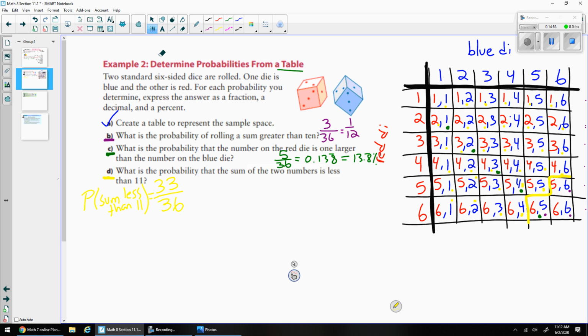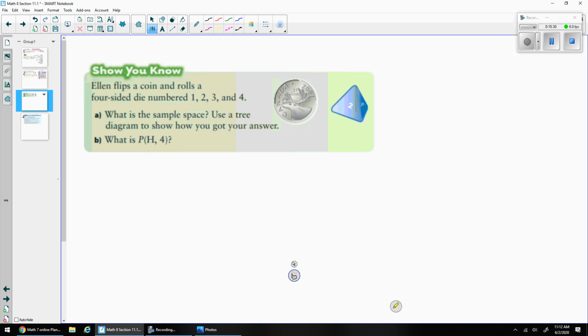I can take my calculator. 33 divided by 36 is equal to 0.91. Okay, so probabilities as a decimal are always between 0 and 1, so they're always 0 point something, because you can't have a probability of less than 0% or a probability of more than 100%. And so the decimals are always in between here, so 0.9 is pretty high because times by 100 is 91.6%. Okay, so that's how you make a table.